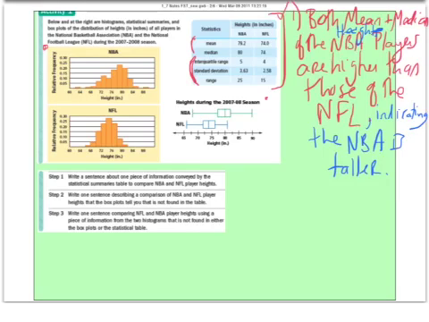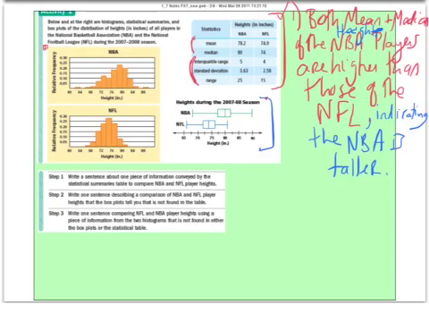Now, step 2 says, write one sentence describing a comparison of the NBA and the NFL player heights that the box plot tells you that's not found in the table. The box plot, again, talks about quartiles and percentiles. They want us to mention something that the box plot tells us in comparing these two that the statistics do not tell us. What we can see is the median in both, so that would be redundant. We can actually see the range in the box plot, so that would be redundant. And we can see the interquartile range.